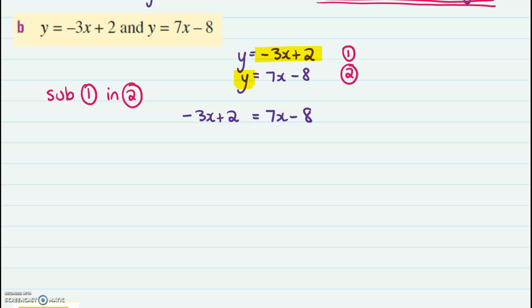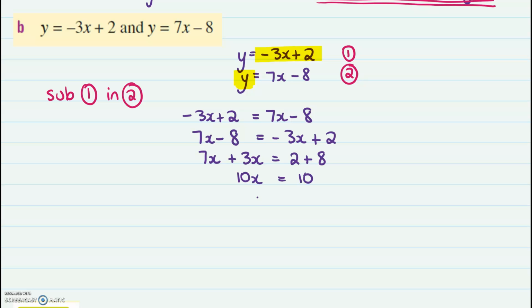You can get your x's on whatever side you'd like. I'm actually going to switch my sides around because it looks like it might make it a little bit nicer in terms of the negatives. All I've done is swap the left-hand side with the right-hand side. Bring all my x's to the left. So 7x, when I bring over minus 3x, you do the opposite. You add 3x. And on the other side you've got 2, but when you bring the minus 8 over, you will do the opposite and add 8. 7x and 3x is 10x. 2 plus 8, 10. And if you divide both sides by 10, I've got my x value.